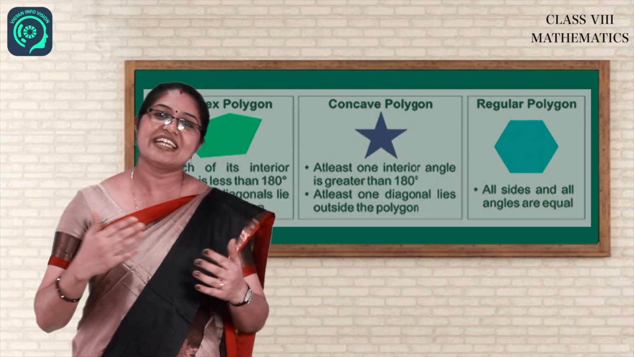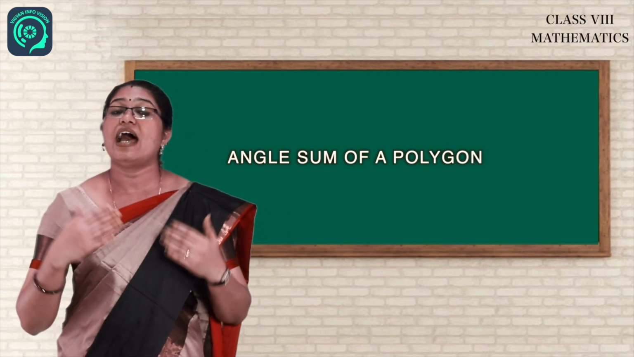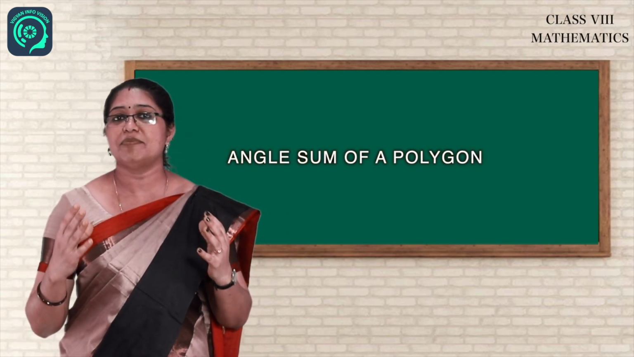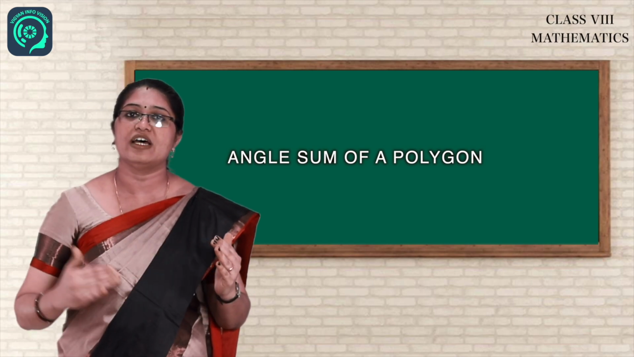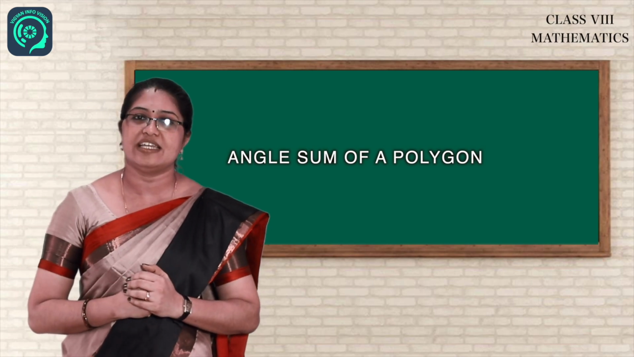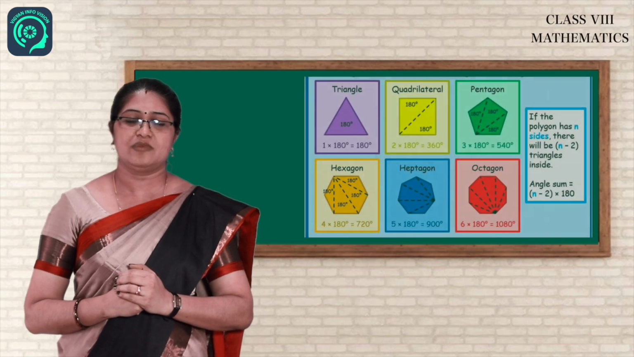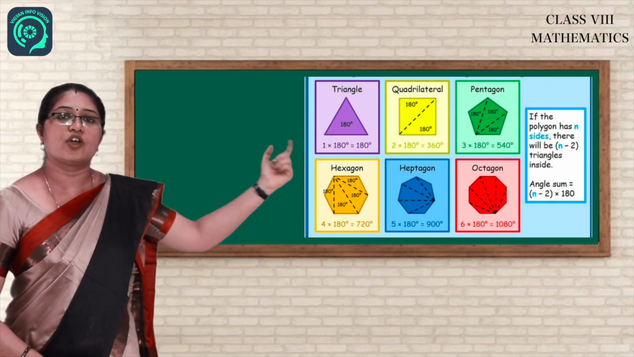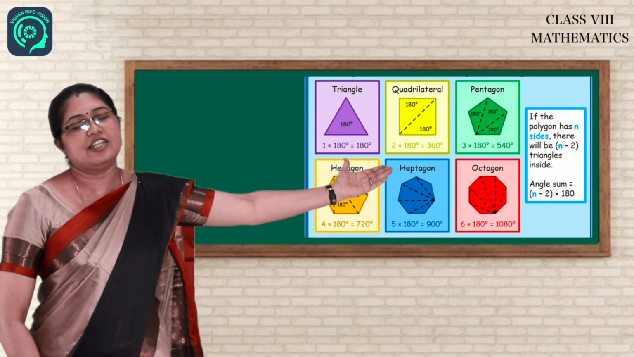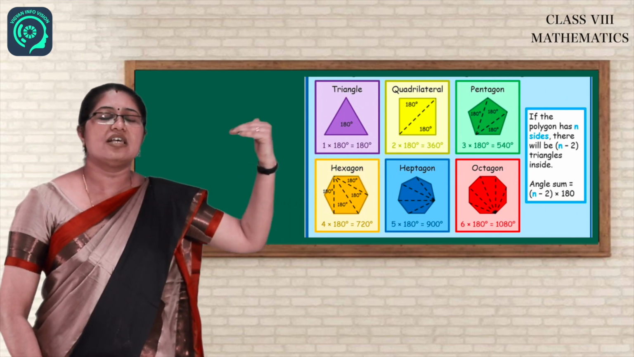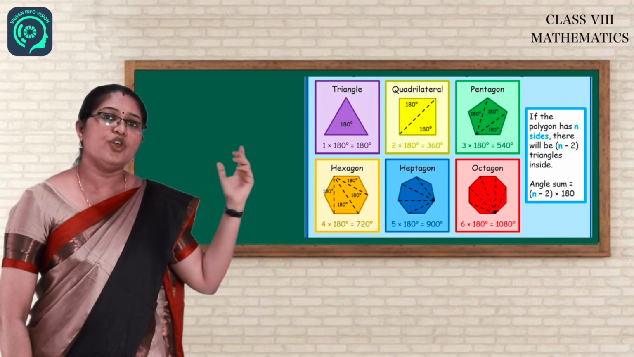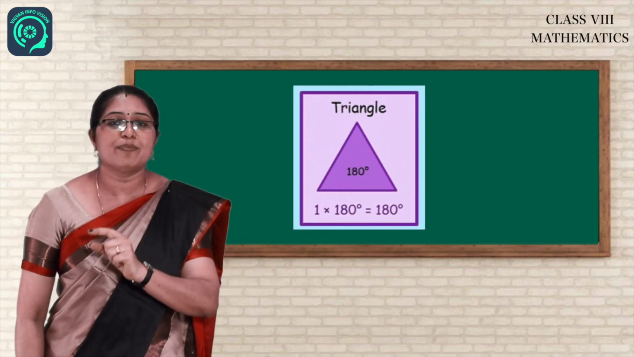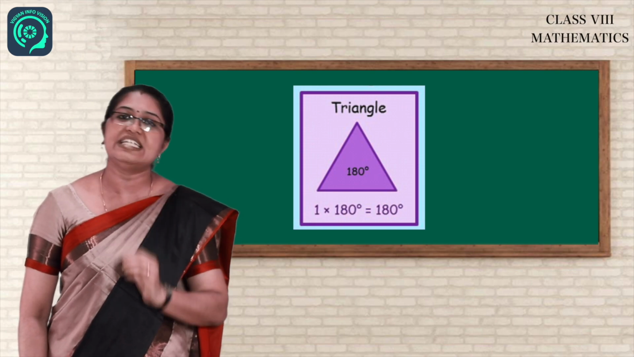Now the next concept is the angle sum of a polygon. Angle sum of a polygon means the sum of the measures of the interior angles of a polygon. Now in this picture you can see a triangle, a quadrilateral and a pentagon in the first row. So let us see the measures. You have studied in 6th standard that the angle sum property of a triangle is 180 degrees.